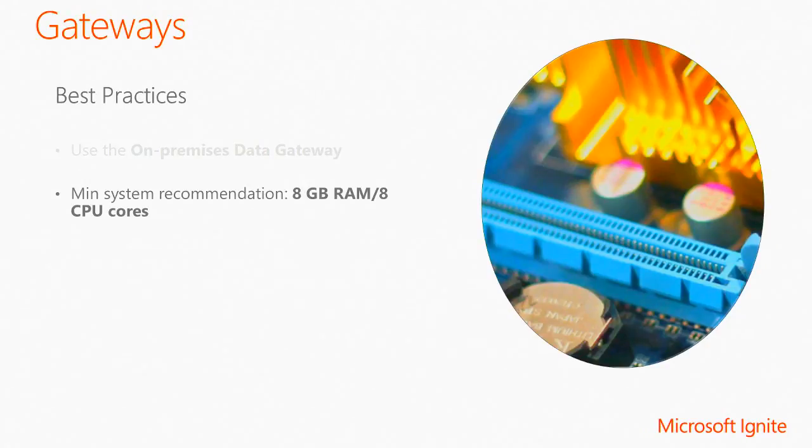Here again, be aware of the minimum system recommendations for the gateway. We require 8 gigabytes of RAM and 8 CPU cores. We recommend Windows Server 2012 R2. We also recommend that you keep this machine dedicated for use as a gateway, not as a development machine that also doubles as a gateway. And also make sure, of course, that the network connection is very reliable on this machine, since its main job is to serve as a conduit for the network. So definitely don't set this up on a Wi-Fi machine that might be moving around. Make sure you keep it wired.